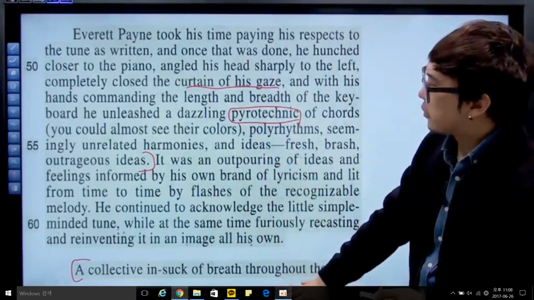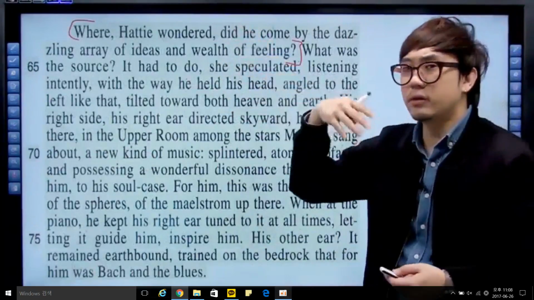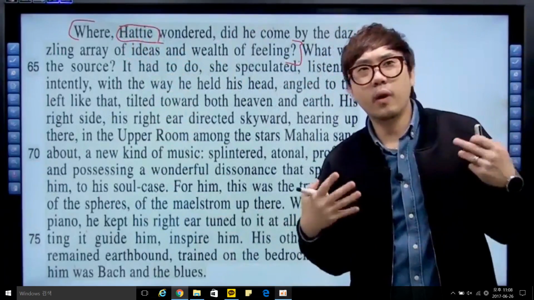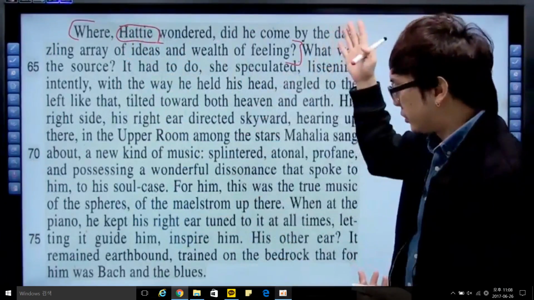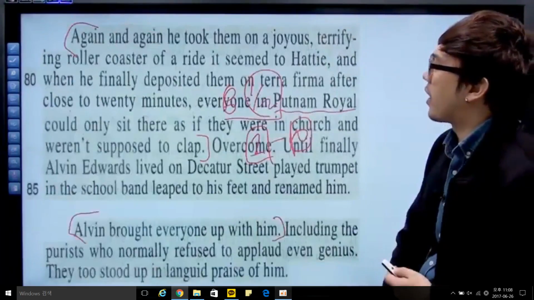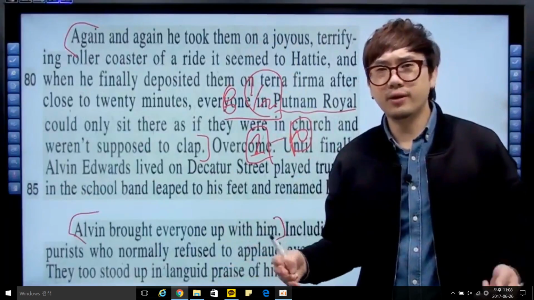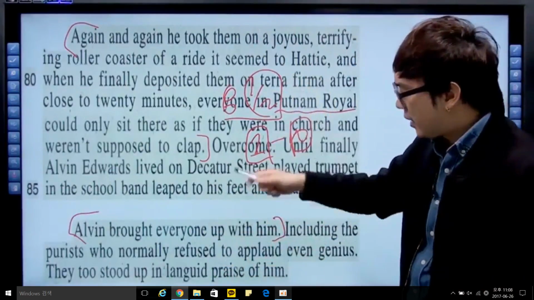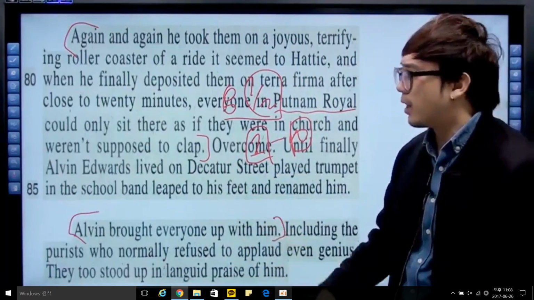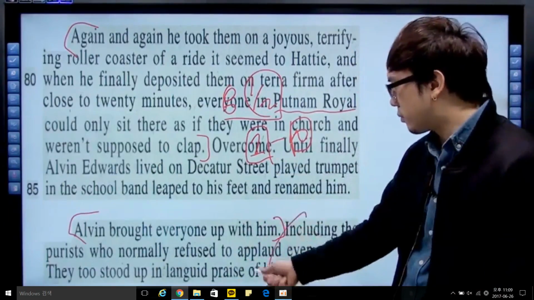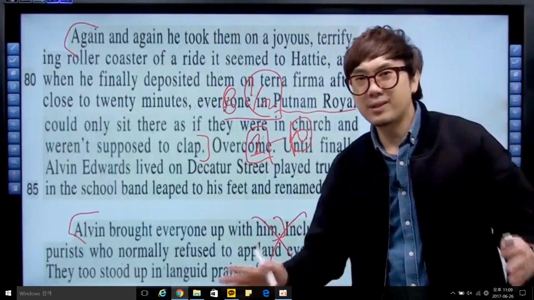And then everybody was holding their breath, and then of course she wondered, Haiti is another character, I guess. She wondered where he gets all these ideas from, and I'm pretty sure the passage would be explaining everything on that. And then of course they took him on a joyous ride, and everybody was enjoying this, right? A terrifying roller coaster. And then Elvin brought everyone up with him. I don't know who Elvin is and what he does, but he brought everyone up with him. I'm pretty sure this wouldn't be too important, right? So anyways, that's the idea.